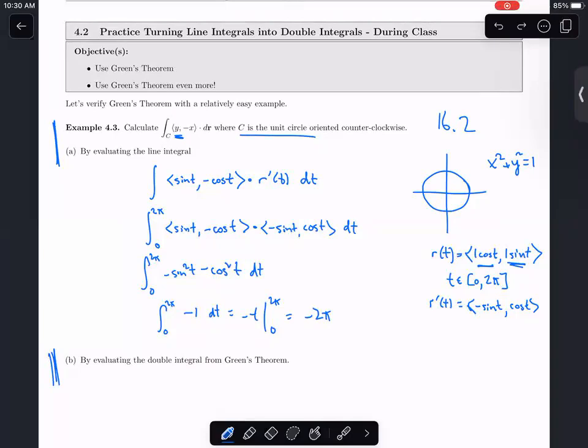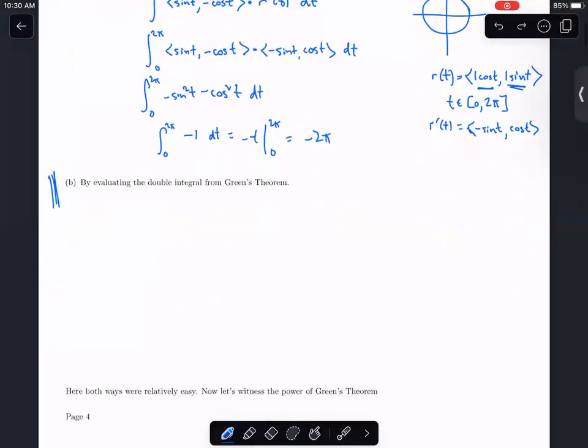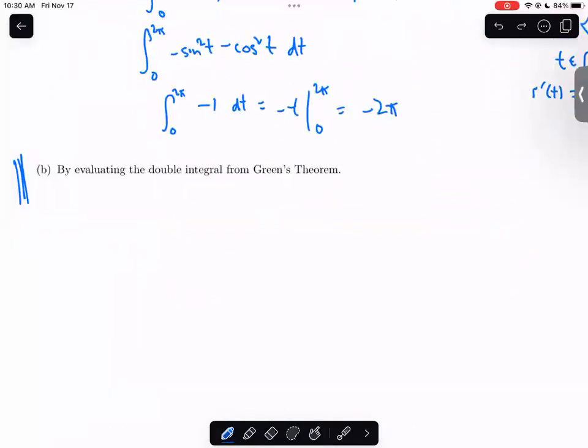All right, not too bad. Let's go ahead and evaluate the same integral by using a double integral from Green's theorem. So again, for Green's theorem, it says that if you have a vector field, P, Q, and we'll set it up similar to what we have here, this is equal to the double integral of Q sub x minus P sub y dA.